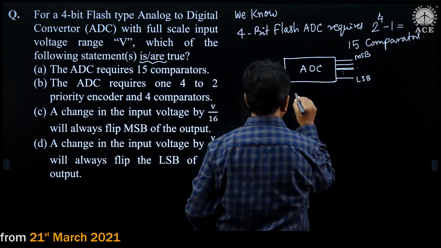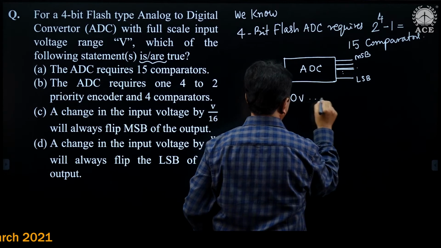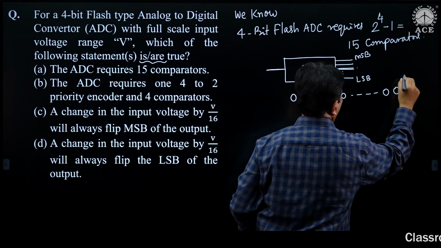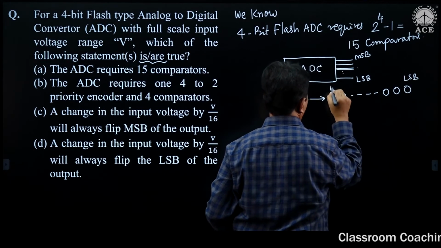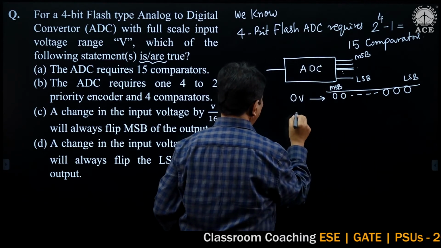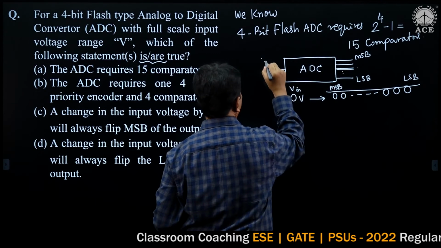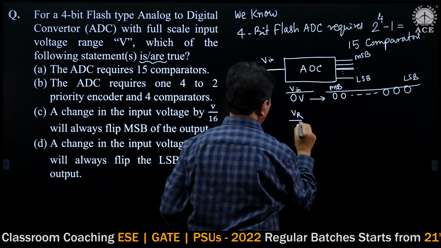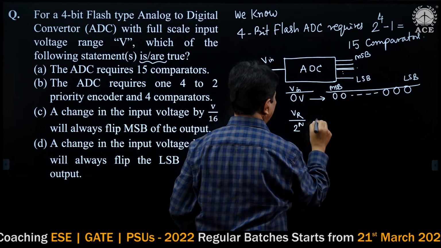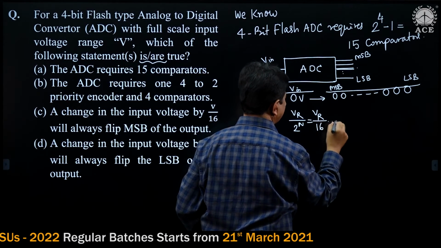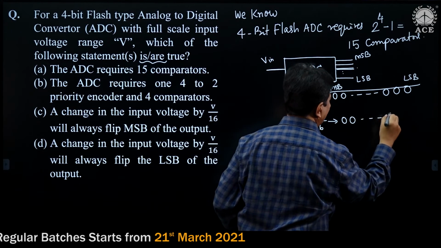Suppose if 0 volts is there, the output is all zeros. And when I give input as, this is your input. So when I give the input as VR by 2 power n, then it is equal to, in this case, VR by 2 power 4, that is 16 volts, then output is going to change like this.